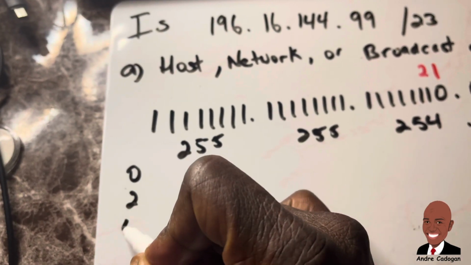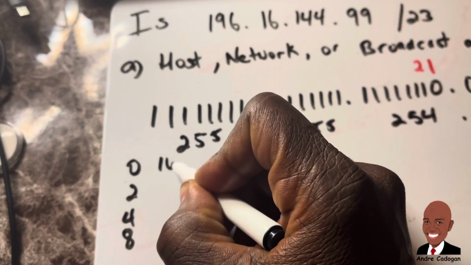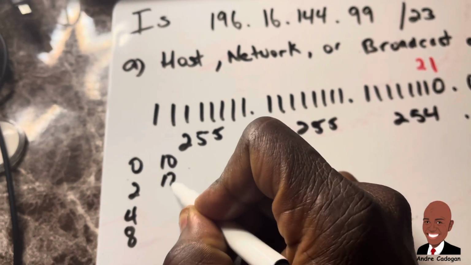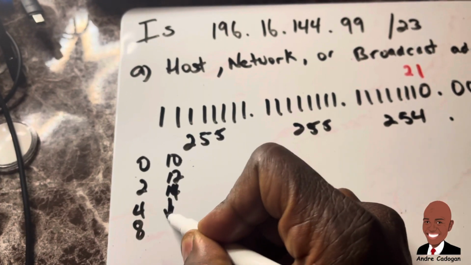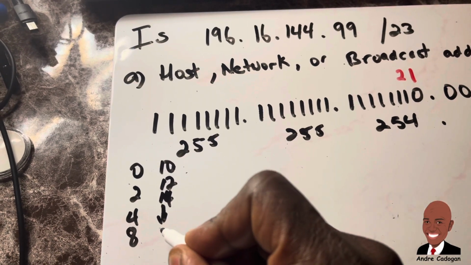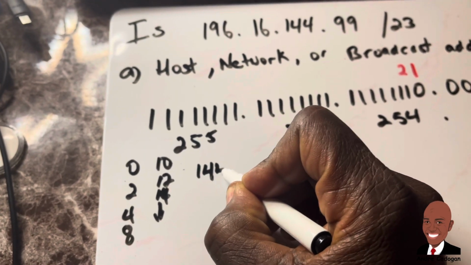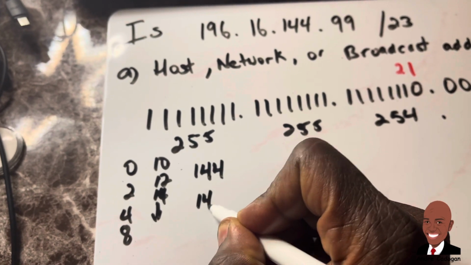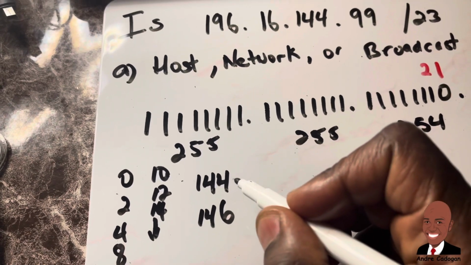2, 4, 8, right? And I could go to 10, 12, and so on, 14. So I could continue and go straight up to, since I need to be in this network here, I'll go to 144, right? 146, and I'm going to really stop here, to be honest, because I really need to be within this range here now.